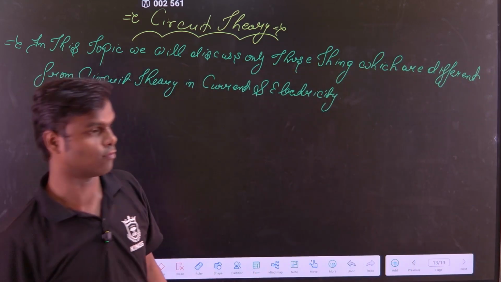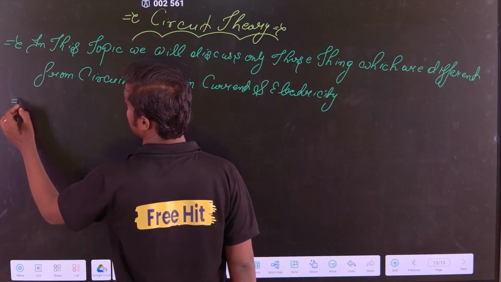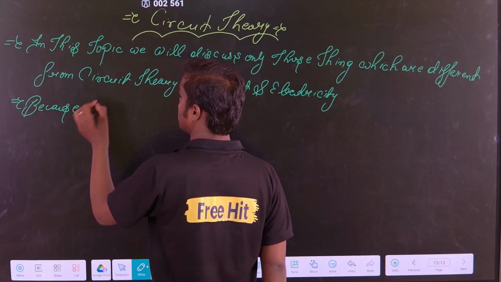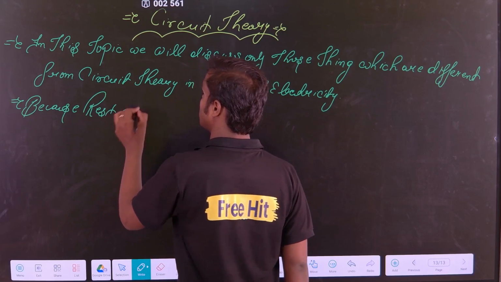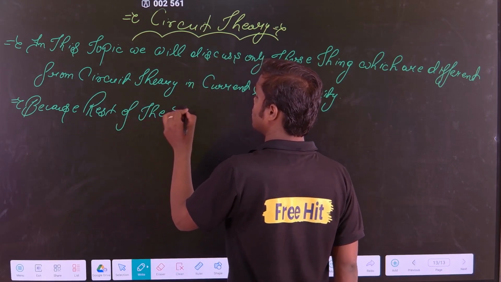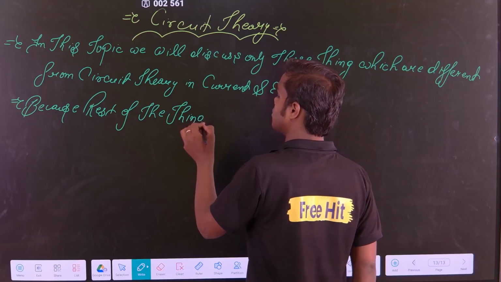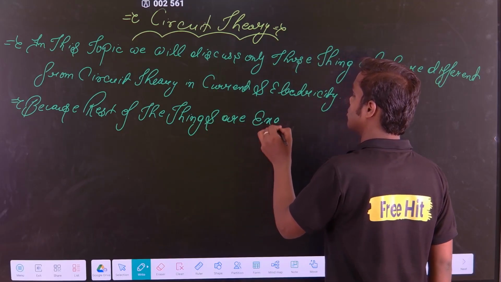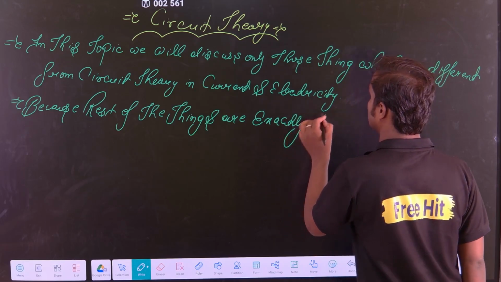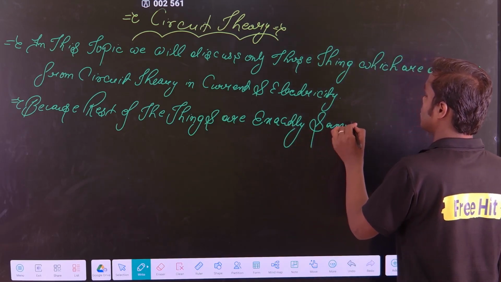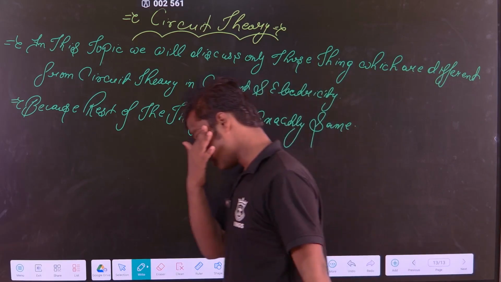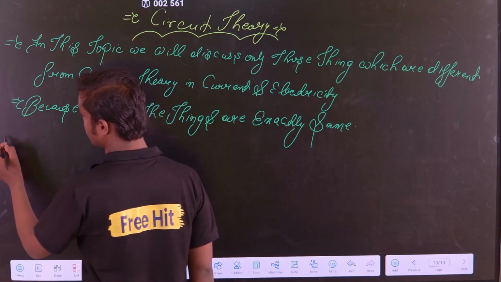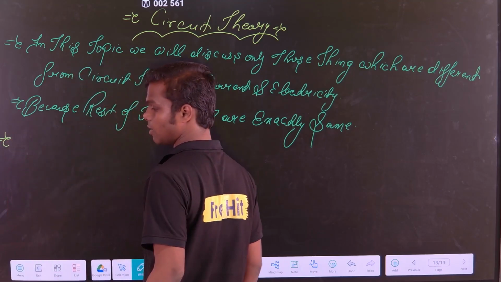Other things are the same. Why am I saying this? Because the rest of the things are exactly the same. Clear? So let us discuss some examples. Let us discuss. So the first topic in this which we have to understand.